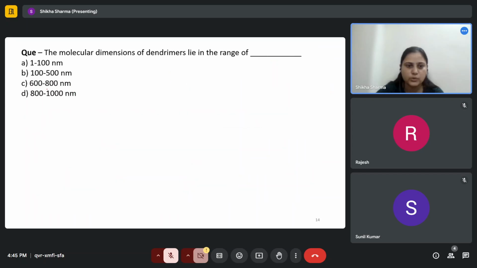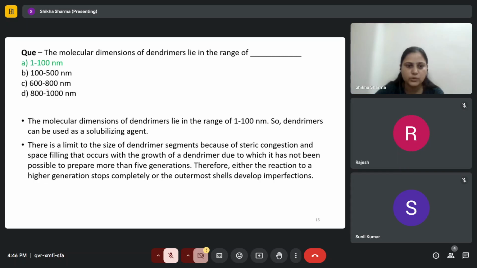Next question: the molecular dimension of dendrimers lies in the range of A, 1 to 100 nanometers, B, 100 to 500 nanometers, C, 600 to 800 nanometers, D, 800 to 1000 nanometers. Anybody? No idea? So it is option A, 1 to 100 nanometers. Dendrimers are in the nanometer range, so we cannot see them.